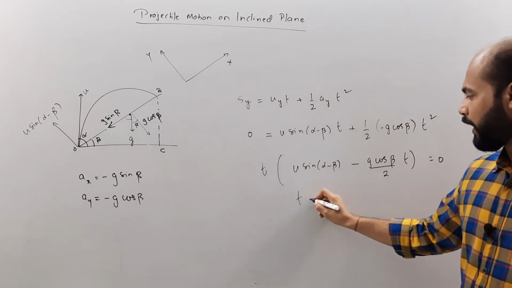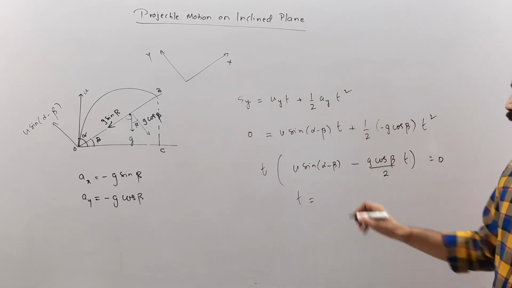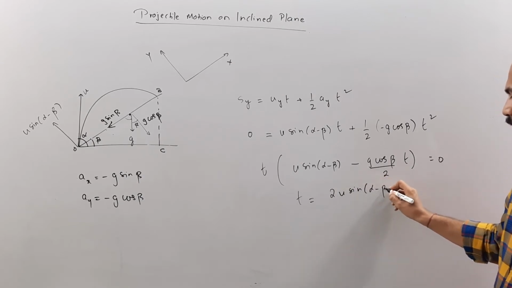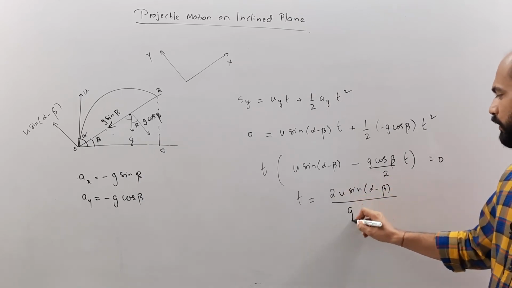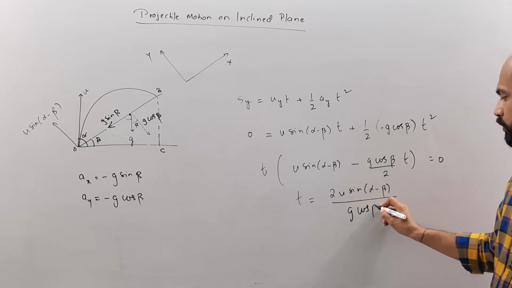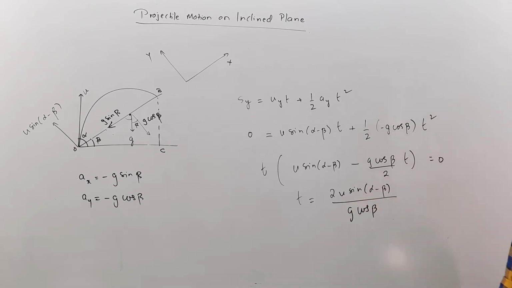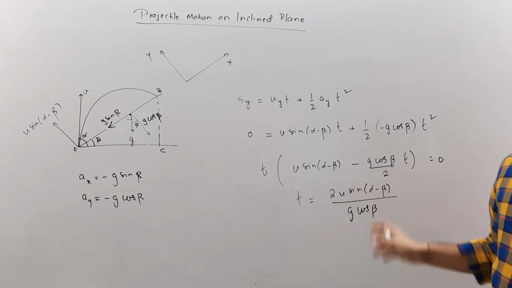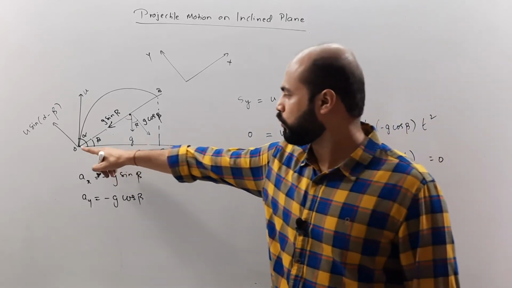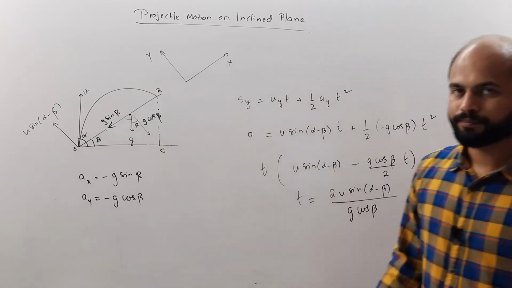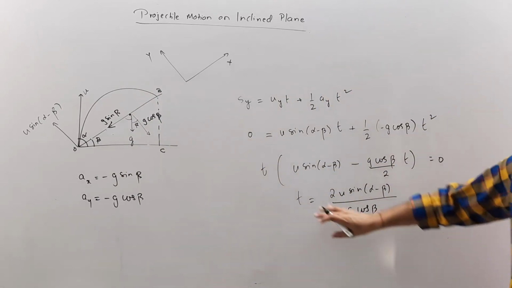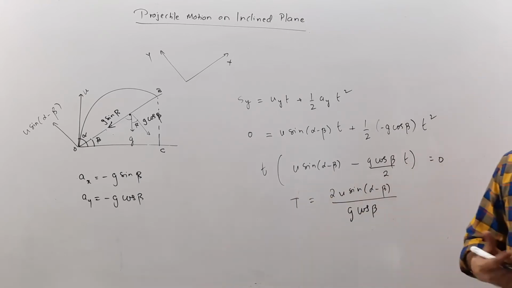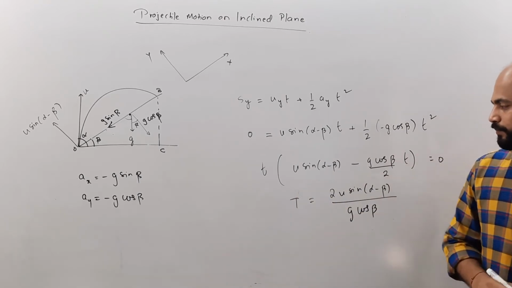So the time of flight, this t, we are going to achieve as 2u sine alpha minus beta by g cos beta. So this is the actual time of flight. So this much time it takes for the projectile to reach from O to B. So this I am going to replace now and I will write it as capital T, because we write time of flight in capital T.